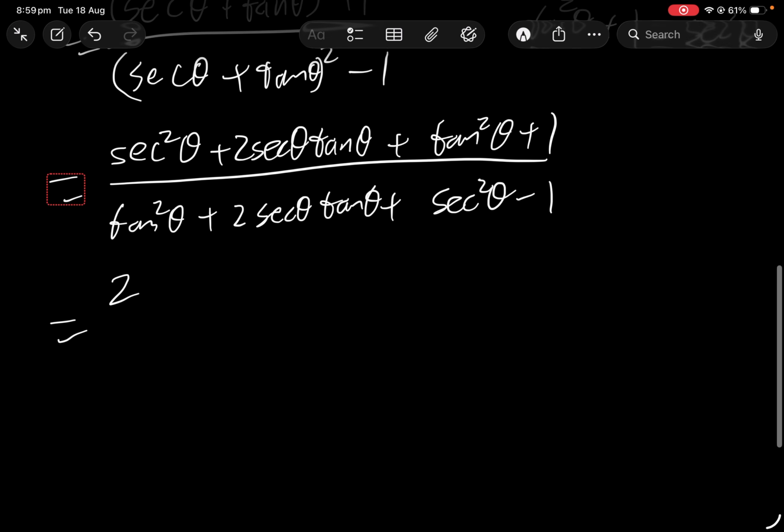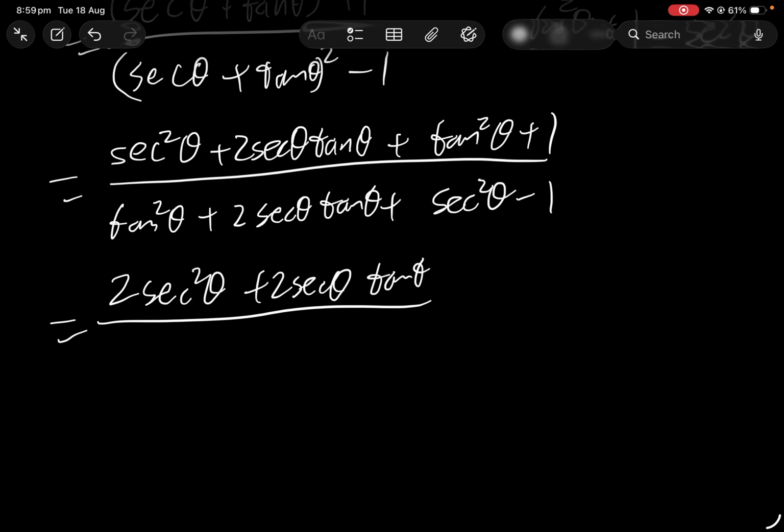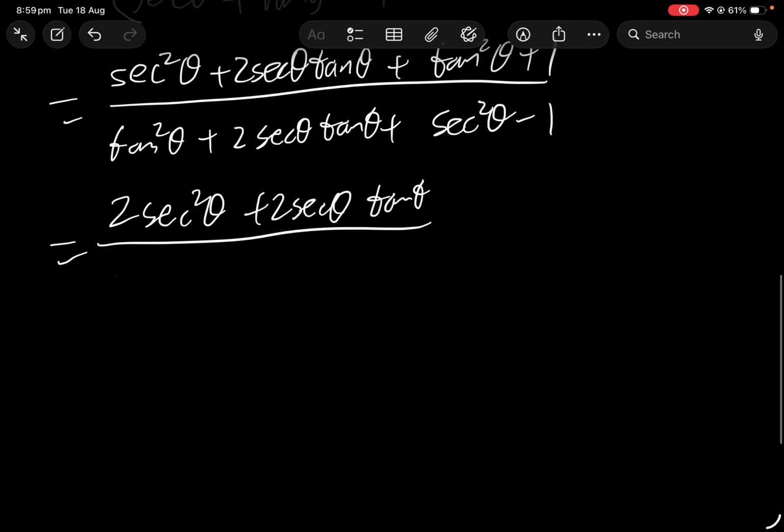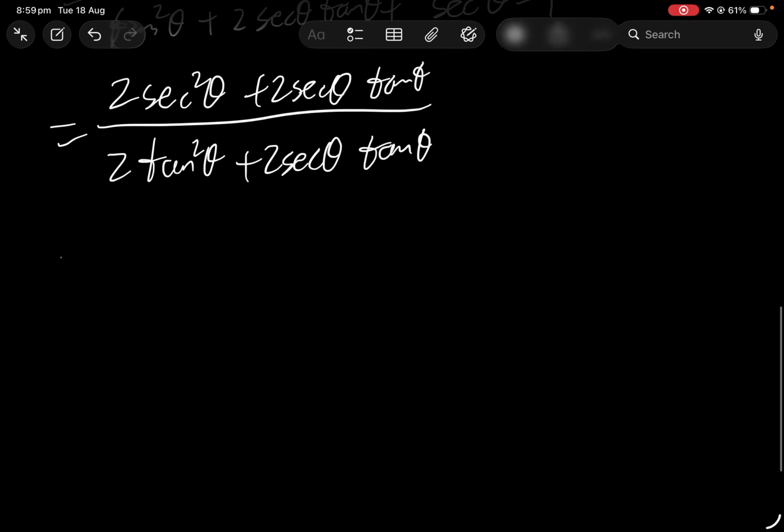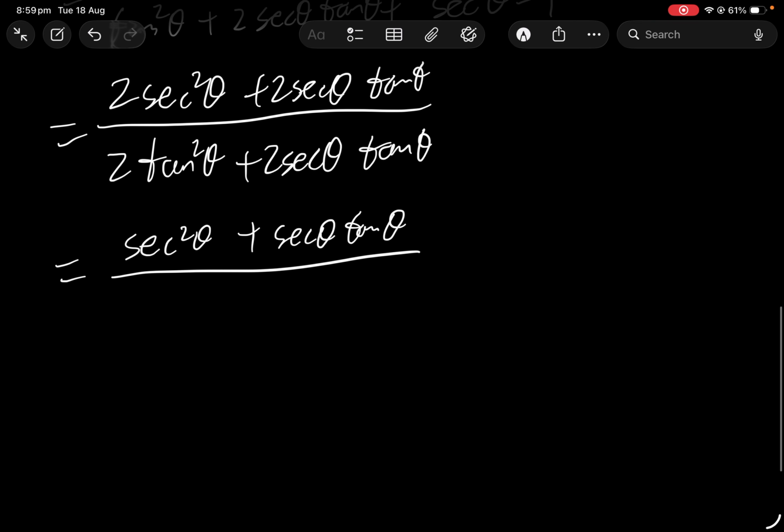And then what we can get is 2 sec squared theta plus 2 sec theta tan theta, because the sec squared theta came from here, and we can add it, so it becomes 2. On the bottom, we can do 2 tan squared theta plus 2 sec theta tan theta. And then the 2s cancel out, so it becomes sec squared theta plus sec theta tan theta over tan squared theta plus sec theta tan theta.